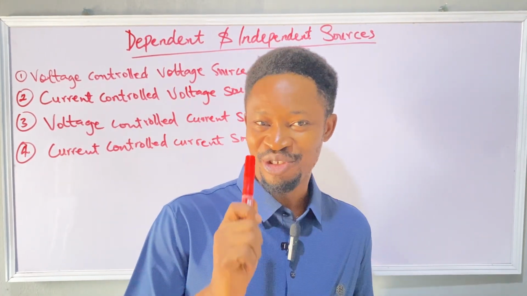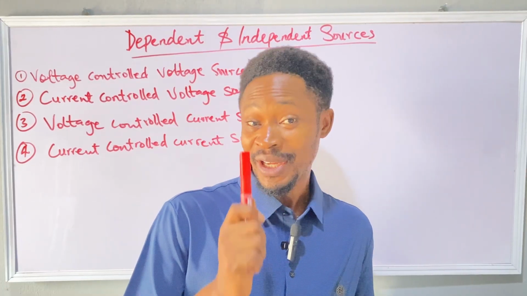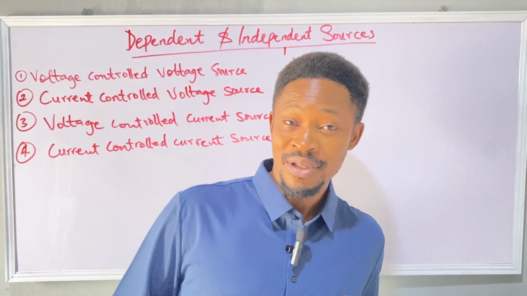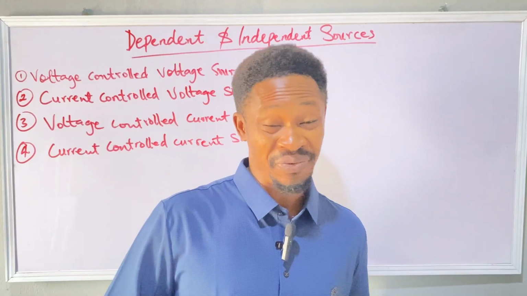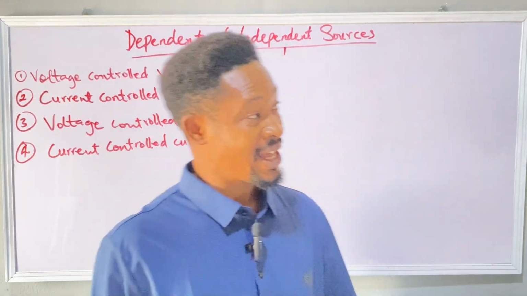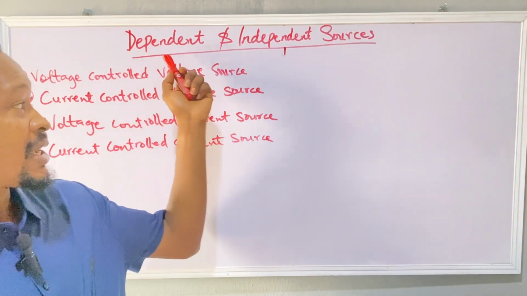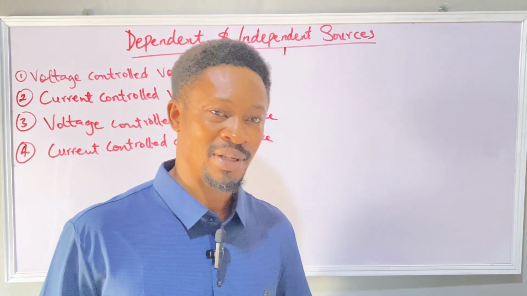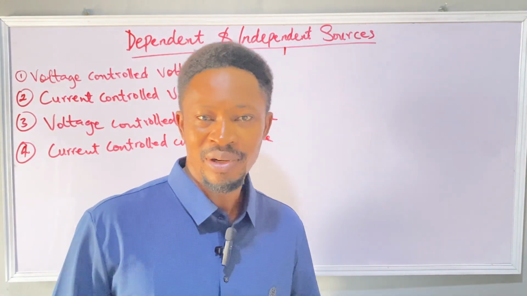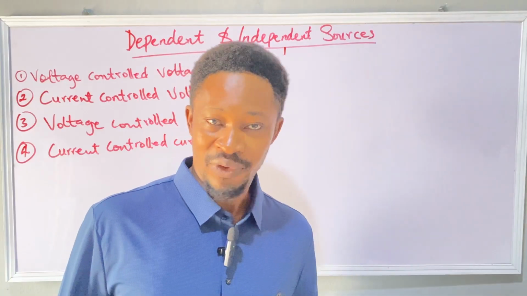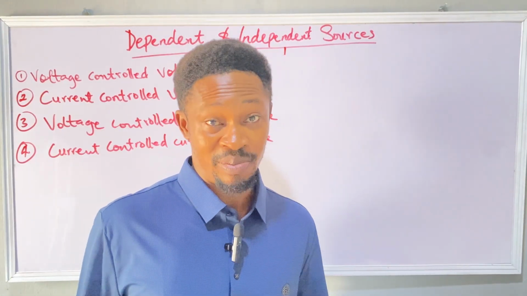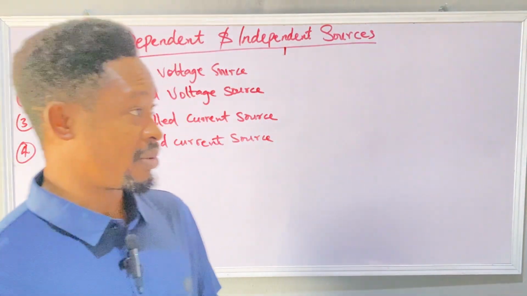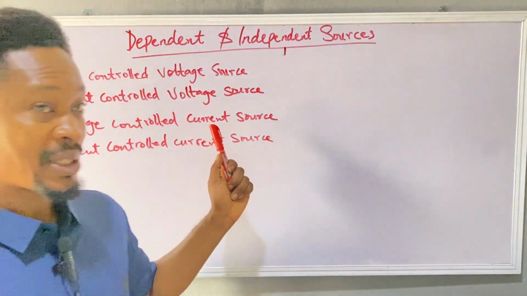So today I'm going to be treating a topic that is always very confusing. Students always find it difficult to understand it, and that topic is dependent and independent sources. It can be a voltage source, a current source. Voltage can depend on current, current can depend on voltage. So we are going to be treating that.